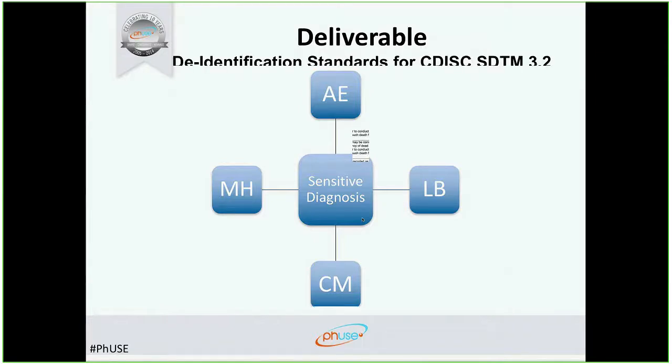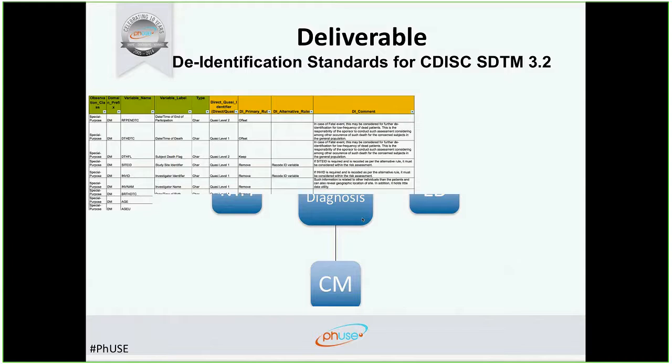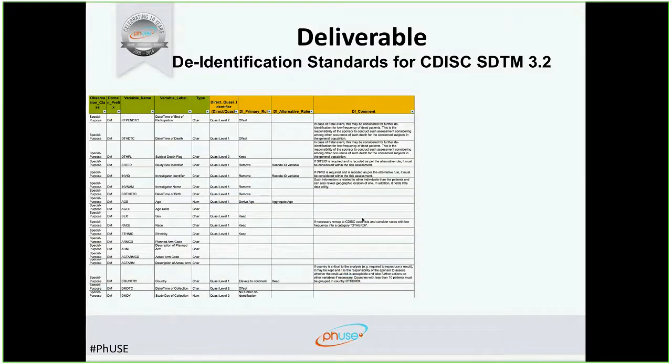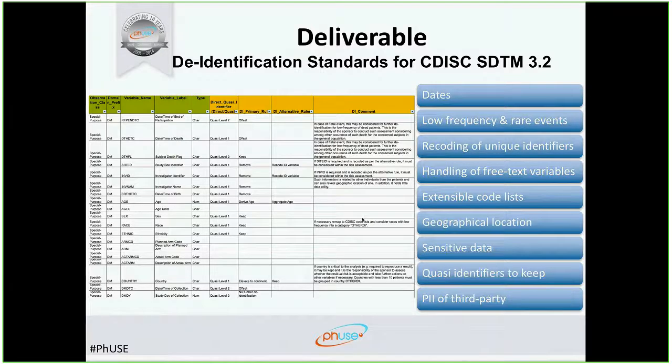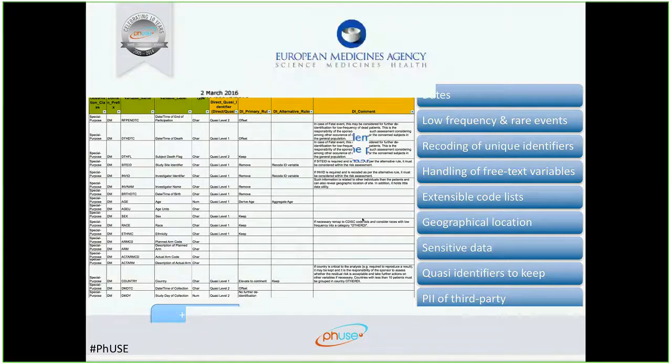So the deliverable, the standard, is coming in the form of a spreadsheet plus some guidance documents that can be downloaded. It covers all the areas we discussed before, and there are about 1,300 variables that we've assessed. It's been downloaded about 700 times so far, and we've heard about a number of companies and academics who are using it and have used it as a reference for their data identification processes and implementation.